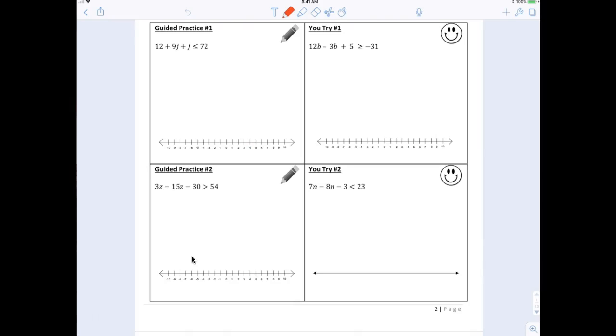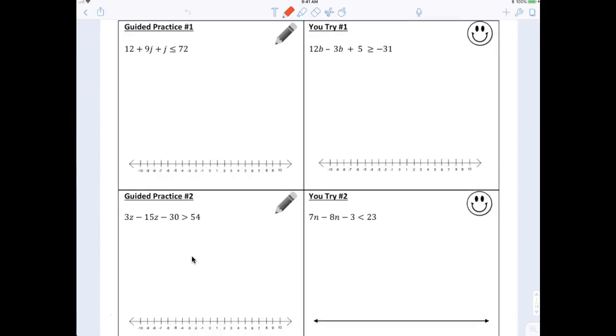You guys are really good at solving equations. So are inequalities any more difficult? No. You just have to make sure you remember the rules for the inequalities. That's all you're doing. All right? Please follow with me now.